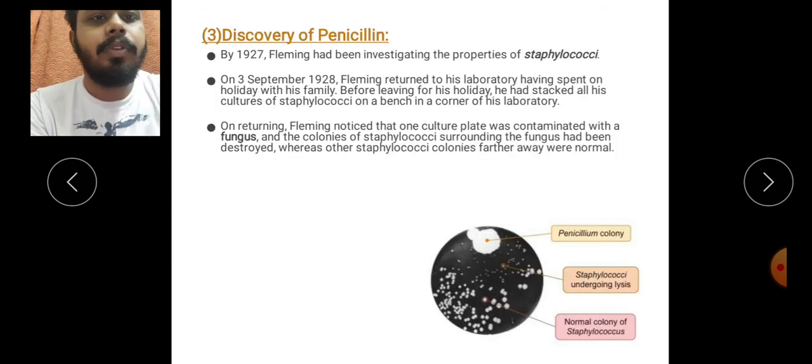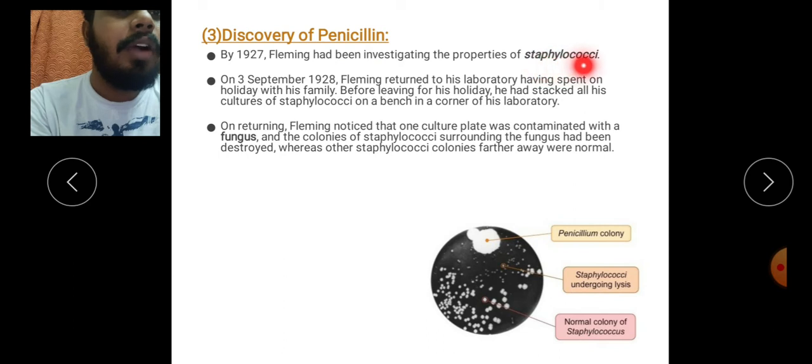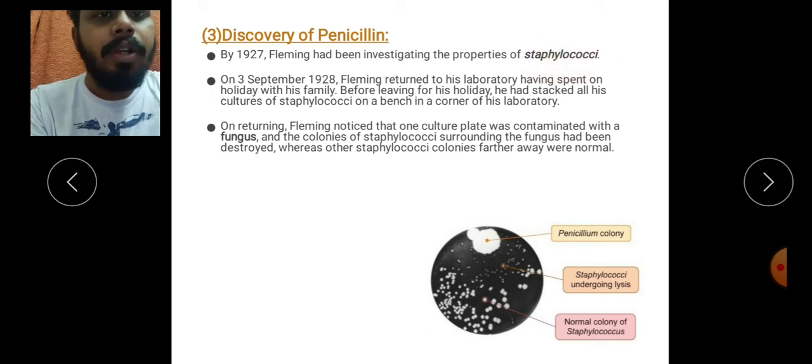So the next contribution is the discovery of penicillin, which is the most important contribution of Fleming. By 1927, Fleming had been investigating the properties of Staphylococci. On 3rd September 1928, Fleming returned to his laboratory having spent a holiday with his family.